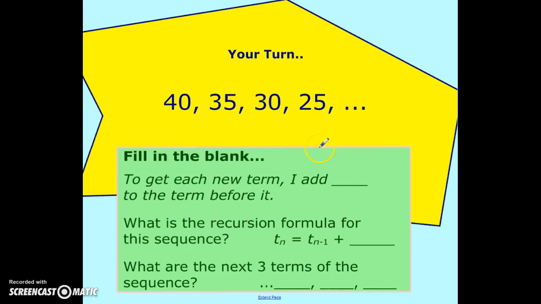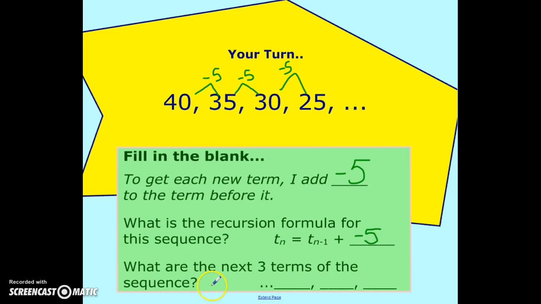So here's an example. To get each new term, I'm adding -5. Adding -5. So my recursion formula, when I'm writing the whole formula, this stays the same, and I'm adding a -5.